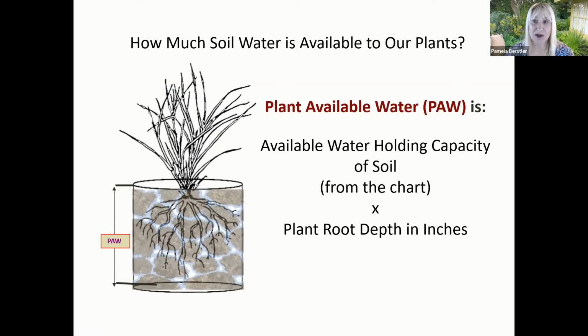Now, it's a pretty easy leap to see how this answers the question, how much water is available to our plants in any given place? Because we just figured out how much water is available in an inch of a particular soil type. Now, all we really need to know is what is the root depth of the plants?